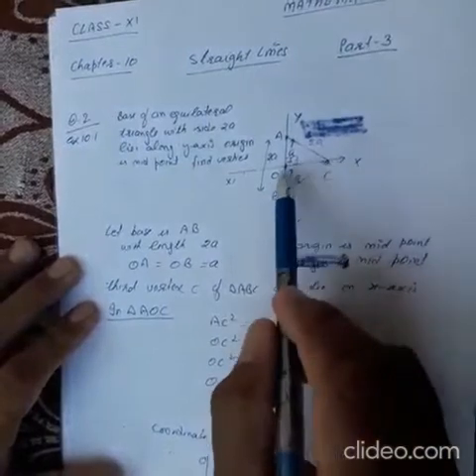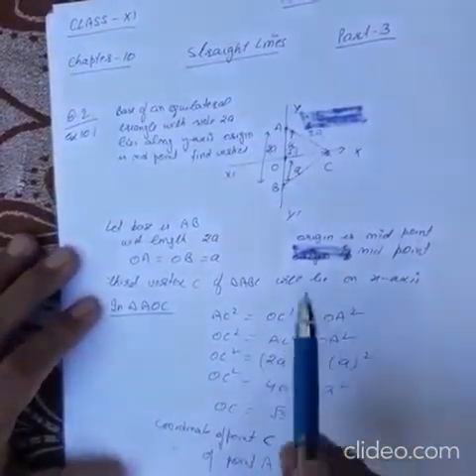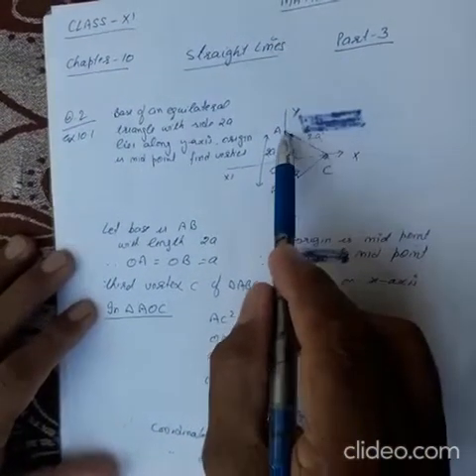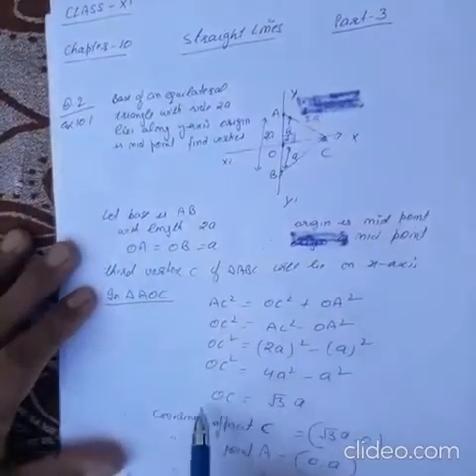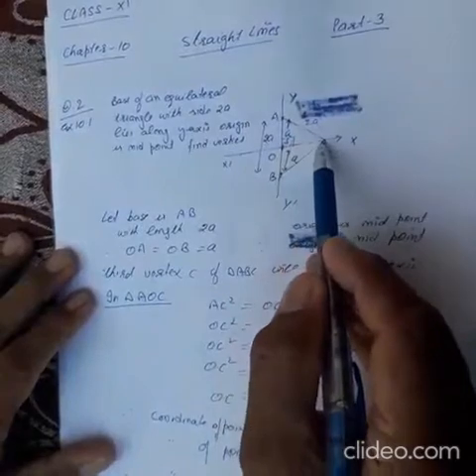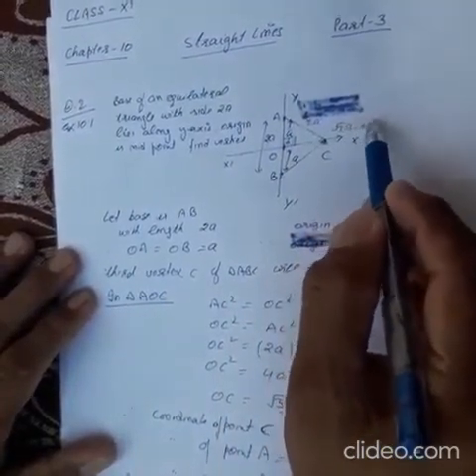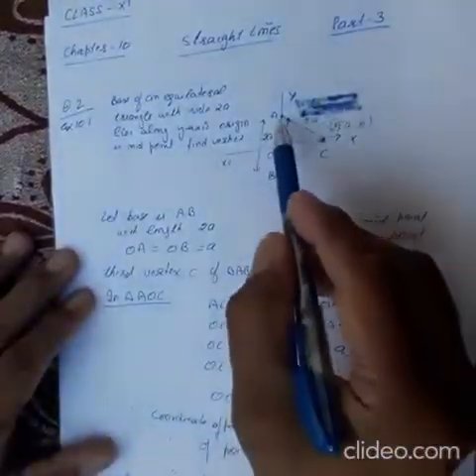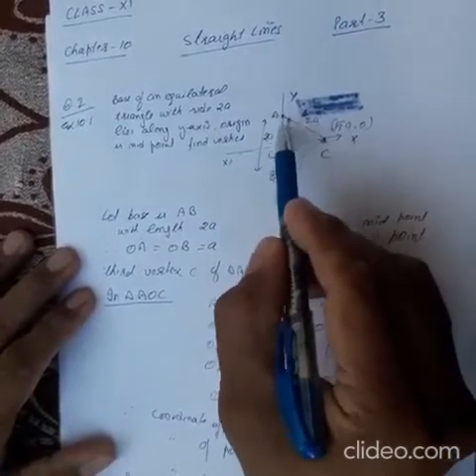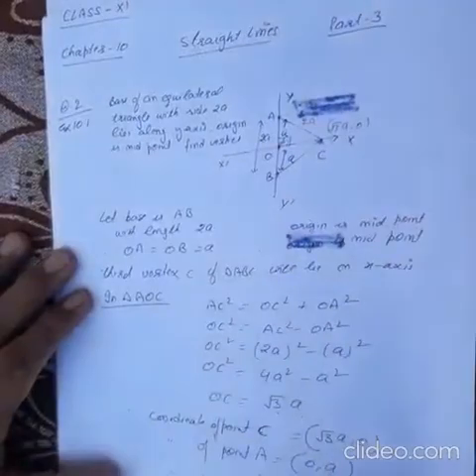Using the Pythagoras theorem, OC square will be AC square minus OA square. Putting values, AC is 2a, the side of the equilateral triangle, and OA is a, so in this way OC is root 3 a. If this distance is root 3 a, then the coordinates of point C will be (root 3 a, 0). Similarly, point A is at distance a on the y-axis, so (0, a). Similarly, B is (0, minus a).